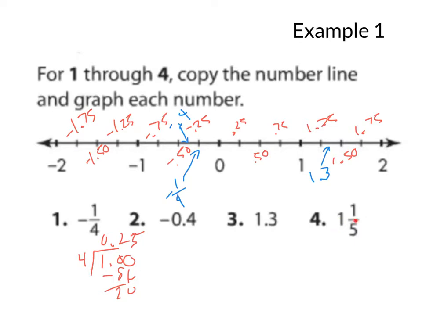1 and 1/5. I'm going to need to make that into a decimal first. So here we divided 1 divided by 5, and I got 2/10. I need to add that to the whole number that I had. I have 1 and 2/10. The whole number is right there.